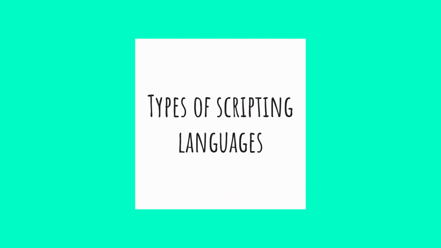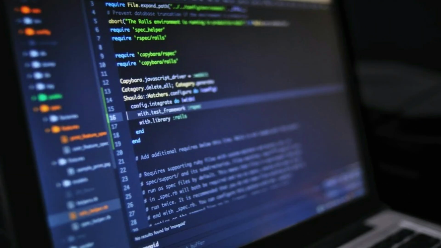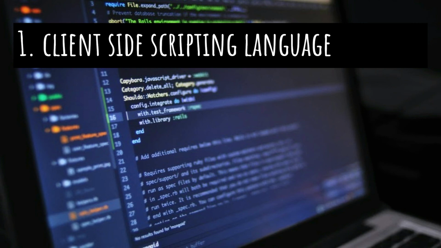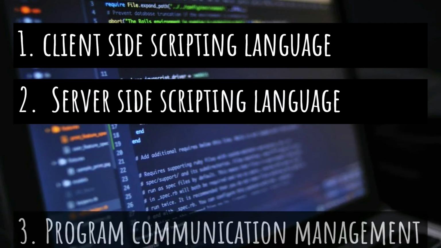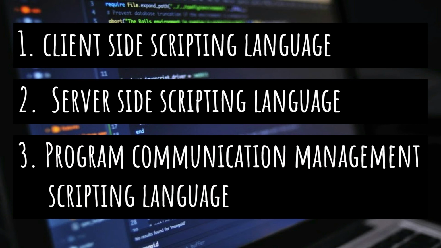Now there are mainly three types of scripting languages, but out of the three, two are well known, whereas the third one is not so well known. Now let's see what are the types of scripting languages. So the first type is client-side scripting language. The second one is server-side scripting language, and the third one is program communication management scripting language. So let's see what each one of them has to say.